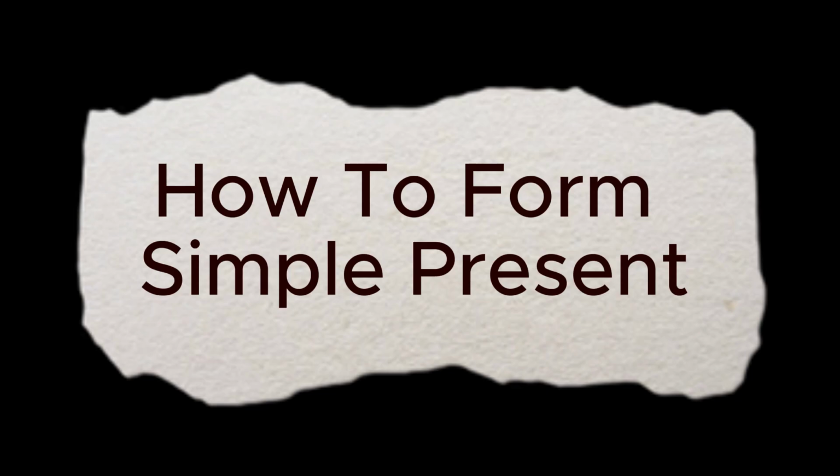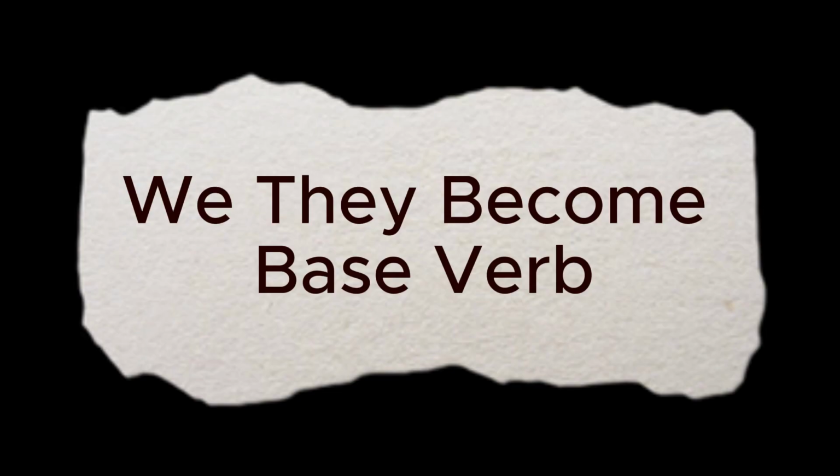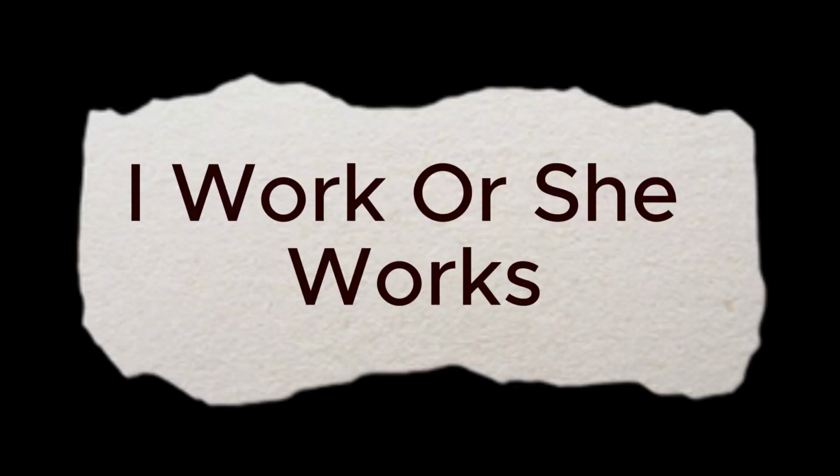How to form simple present. Positive: I, you, we, they become base verb. He, she, it becomes verb plus s or es. Example: I work or she works.